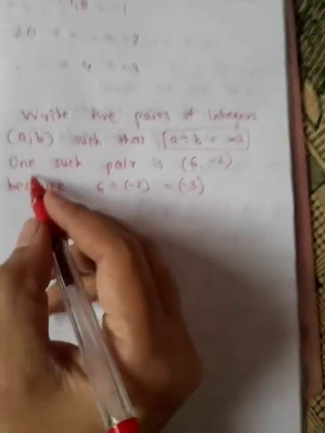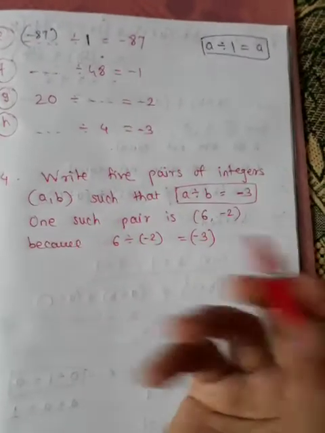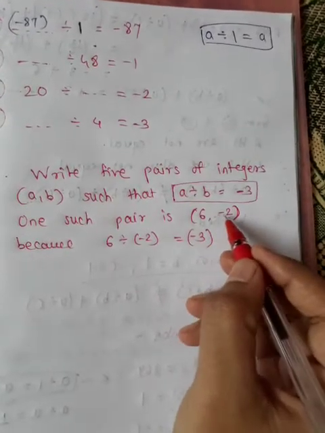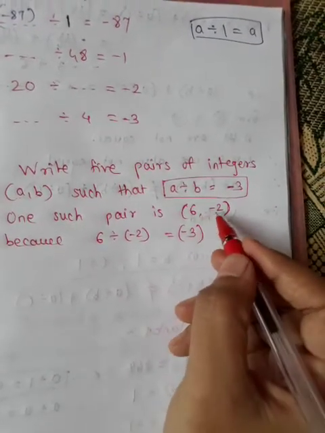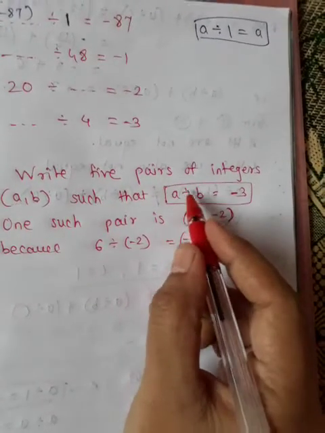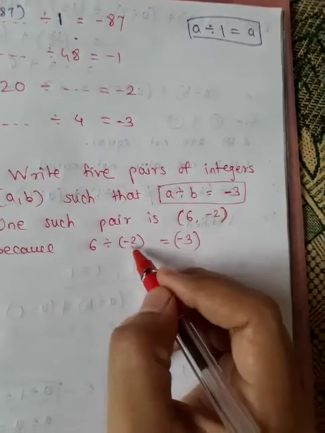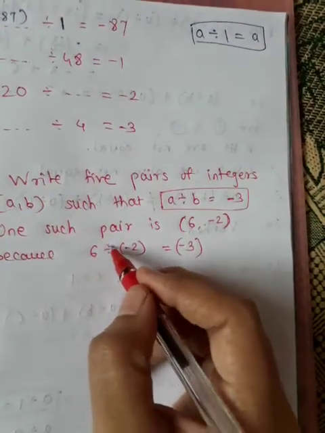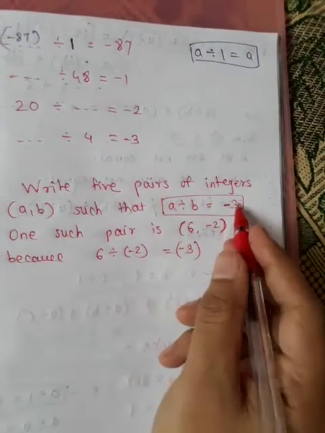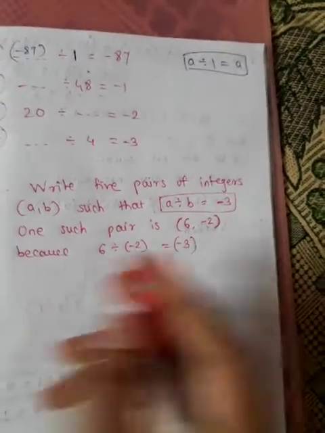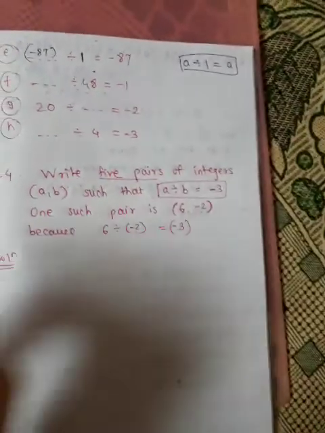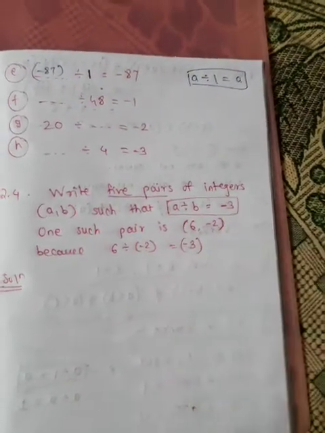Okay, so here they have given you one pair. For example, they have found one pair as 6 and minus 2. So these integers 6 and minus 2 satisfy the condition. Means what? A divided by B, that is 6 divided by minus 2. You know that 6 divided by minus 2 is minus 3. So therefore these two integers satisfy the given condition. So we have to find 5 pairs which satisfy this condition.